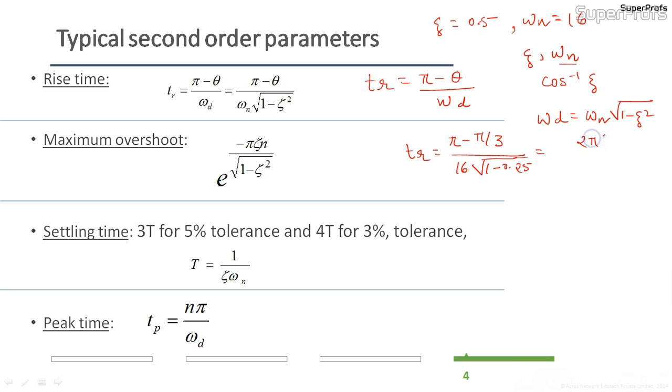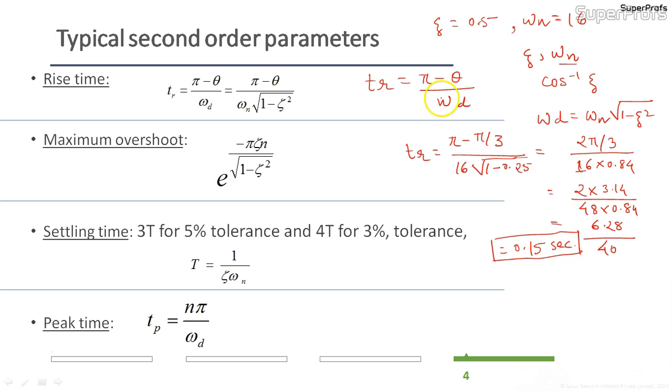Calculating this, you get 2 pi by 3 upon 16 into 0.84 around, and if you calculate that, you get 2 into 3.14 upon 48 into 0.84, which gives you 6.28 upon something close to 40, and calculating this, we would get 0.15 seconds.